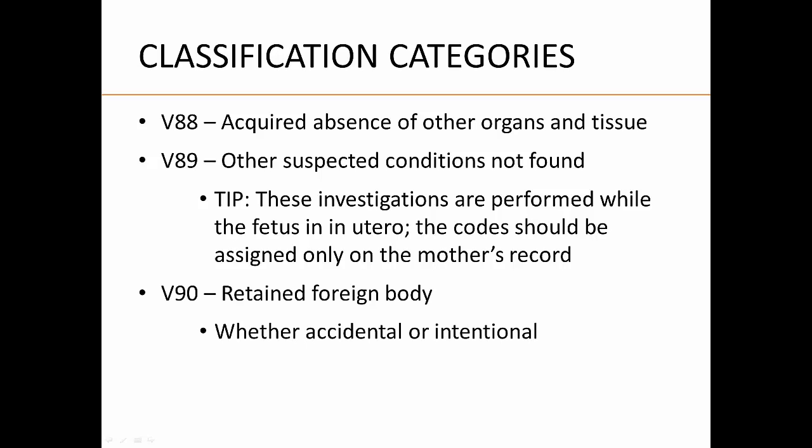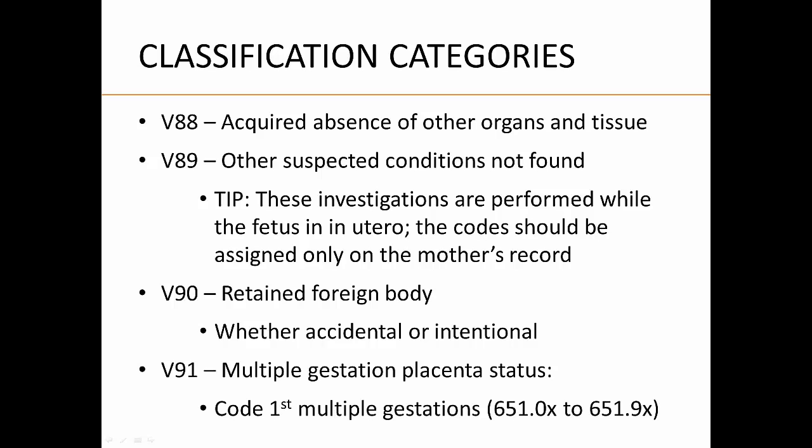V90 would cover retained foreign bodies, such as metal, shrapnel, glass fragments, or even cactus spines. Why would this be important? Well, MRIs are one huge magnet. Having retained metal fragments within your body would contraindicate an MRI on a patient. V91 is for placental screening, usually by ultrasound, to determine number of gestations, placentas, or amniotic sacs.